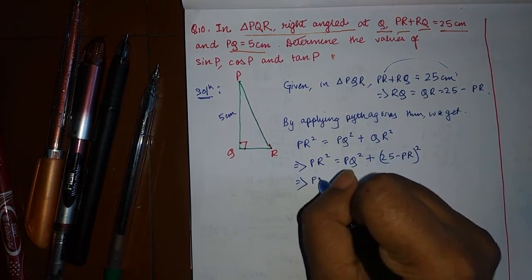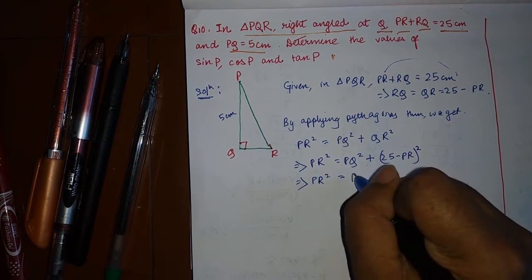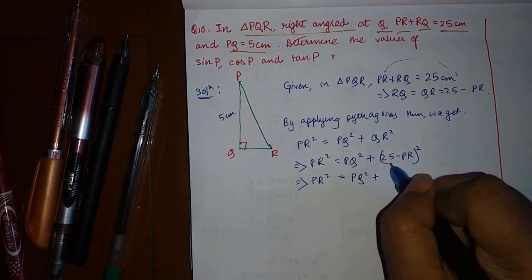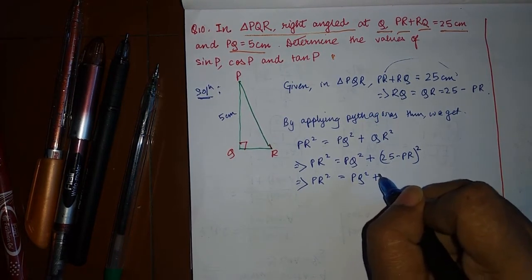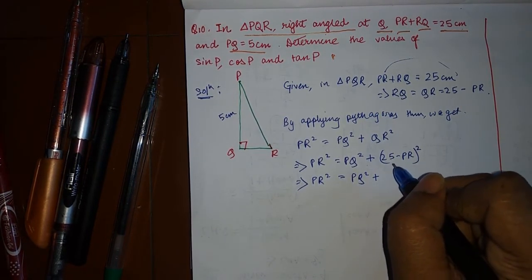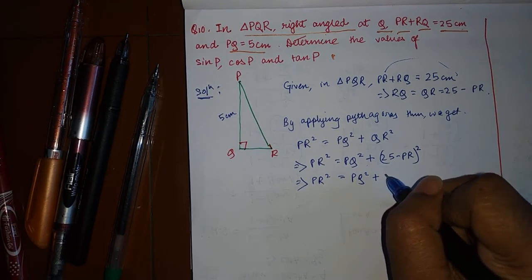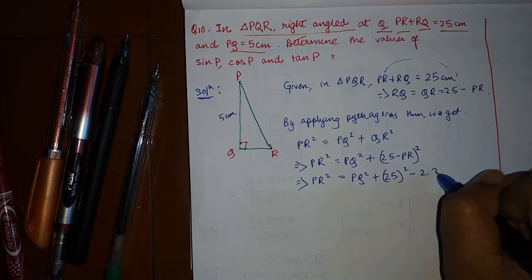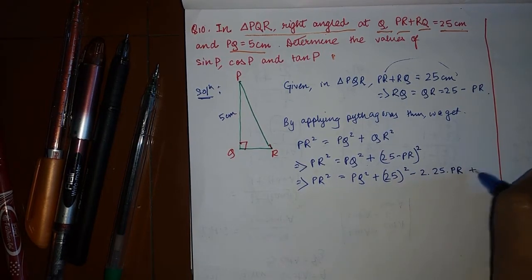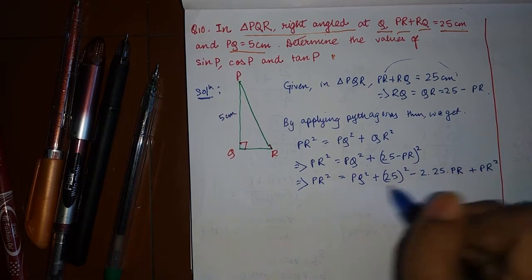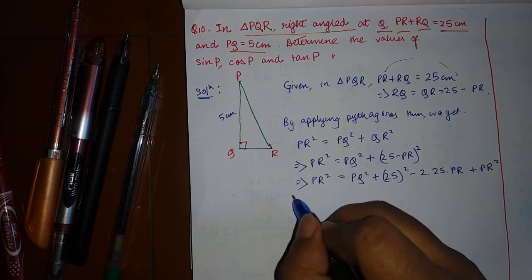So the left hand side will remain the same. PR squared is equal to PQ squared plus, this is in the form A minus B whole square. Here A is 25 and B is PR. So A minus B whole square will be A squared minus twice into A into B plus B squared. You have already learned this in earlier classes.